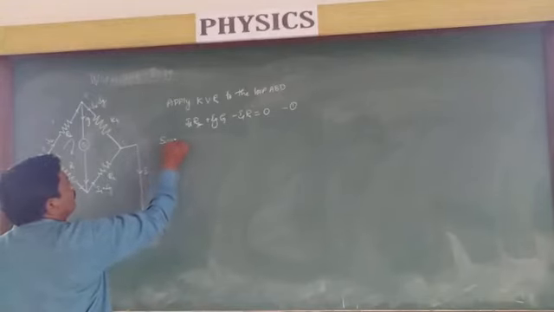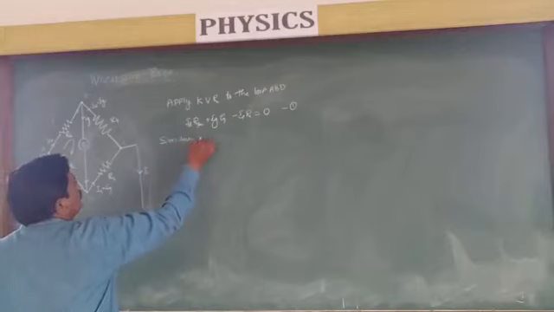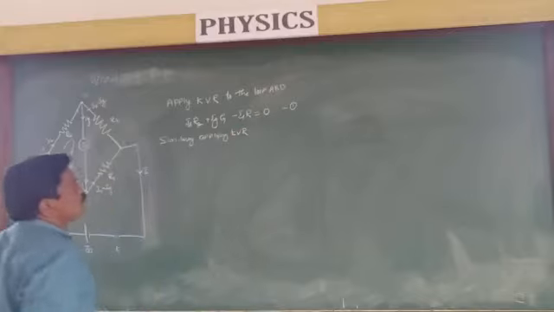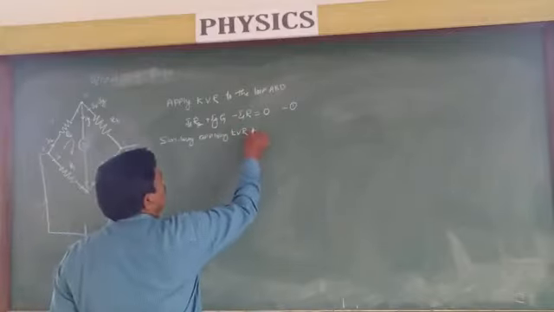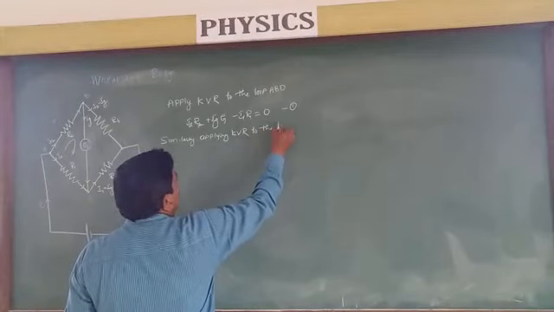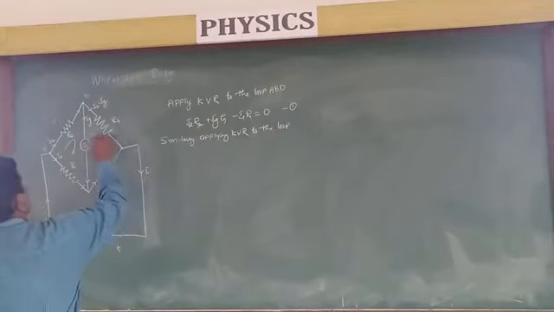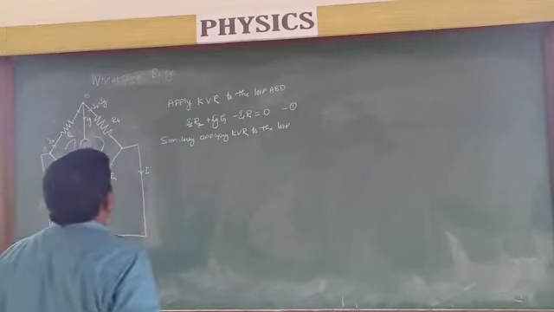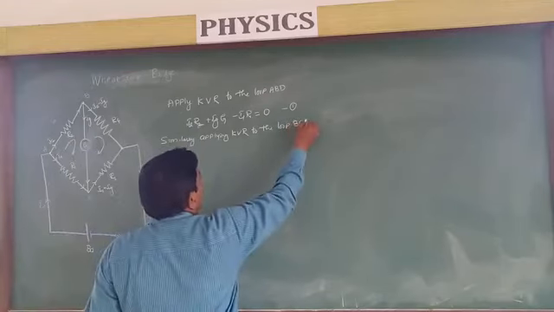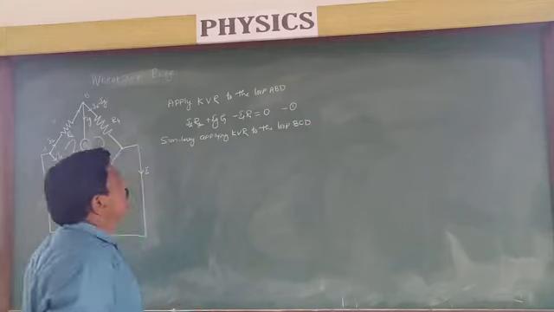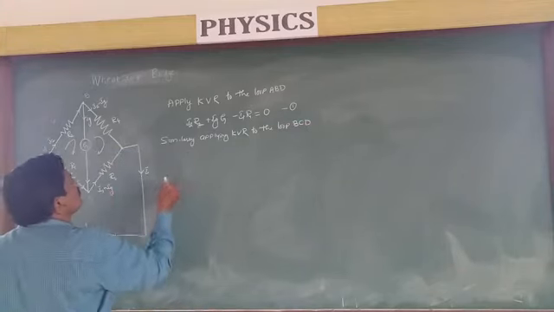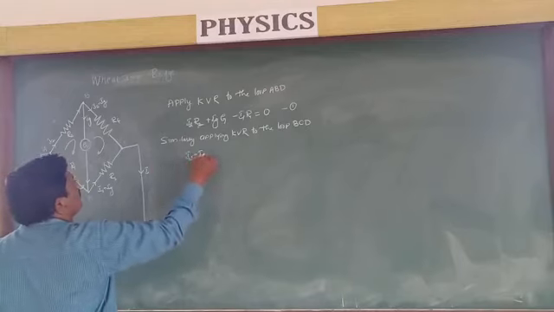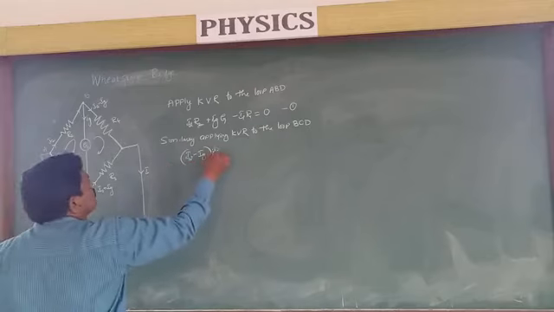Similarly, applying Kirchhoff's voltage rule to another loop. You can choose like this or like this as you wish. So BCD. Start from B: the current is I2 minus Ig, then the resistance is R4.